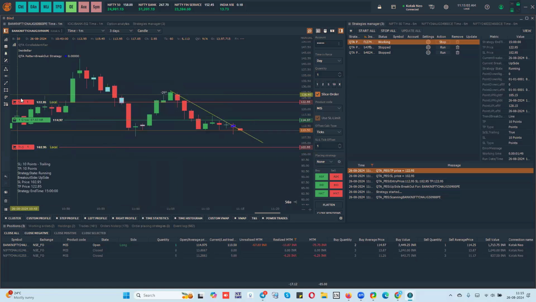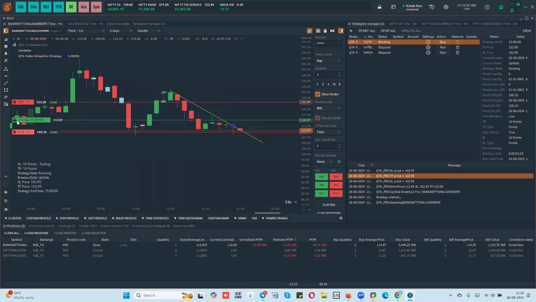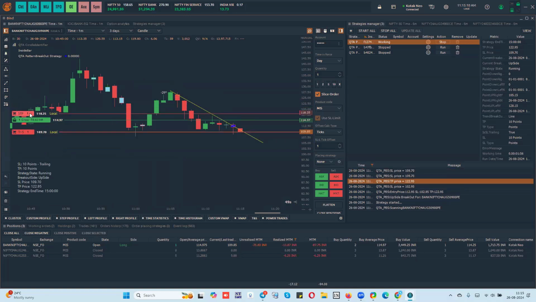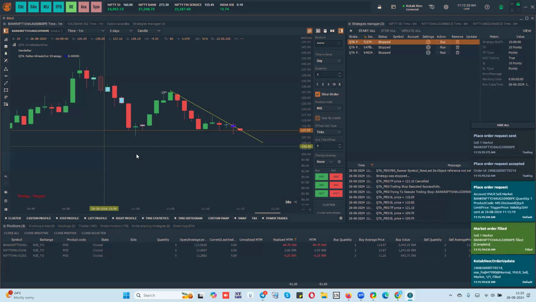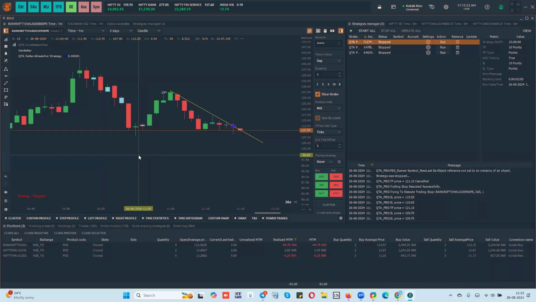So again, I will exit this trade. I will move my stop loss closer. Okay, so the strategy exited. I click on the Alt key to stop the strategy, and it stopped now. So let's move on to another pattern.